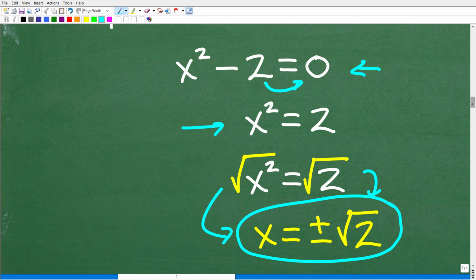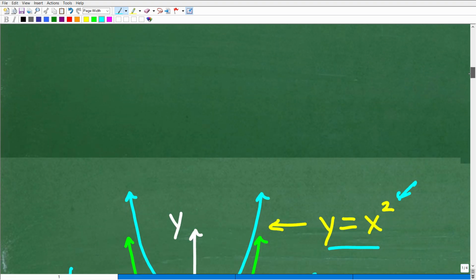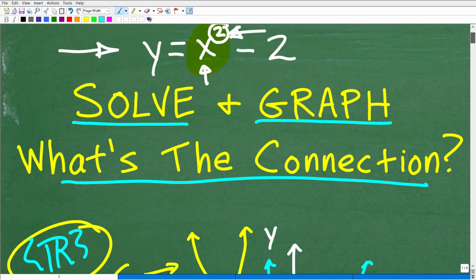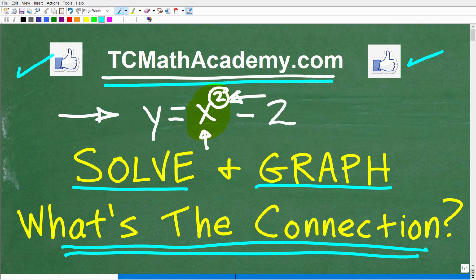Okay, so again, the main idea of this video, the point of this video, was to remind you that there is a deep connection between the graphs and solutions of equations in algebra. It doesn't have to be just quadratic equations. It could be any different type of function. So if you can graph something, whether you have a graphing calculator or you know how to graph a function, that is going to give you a lot of clues to where the solutions are located. And this is a big skill, especially in more advanced mathematics like pre-calculus.